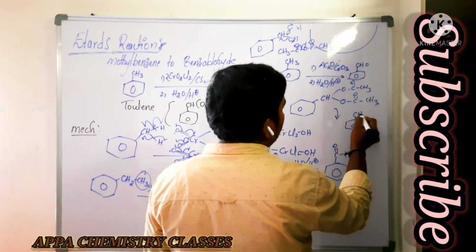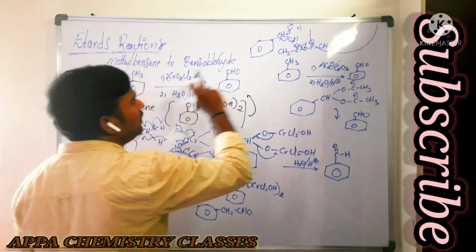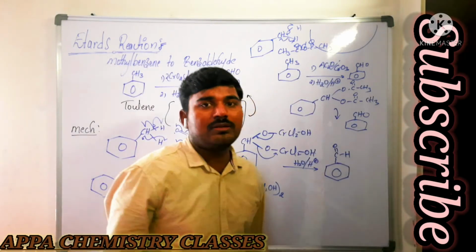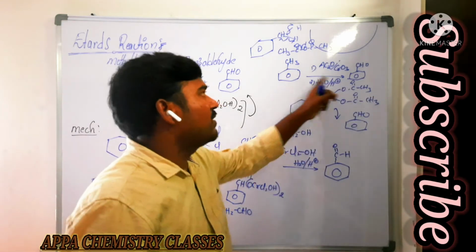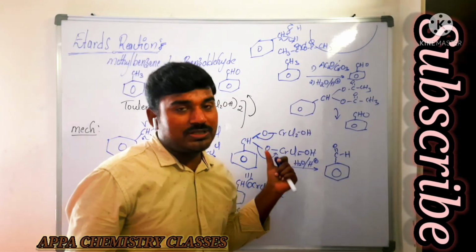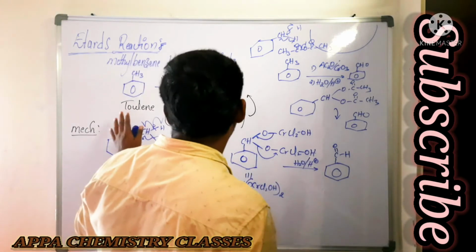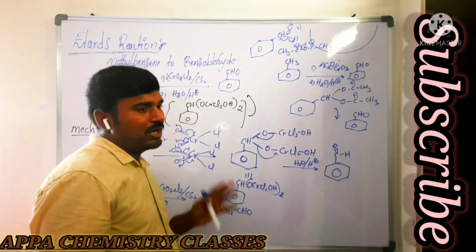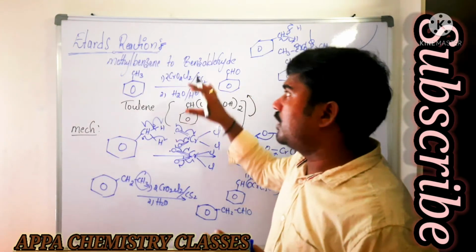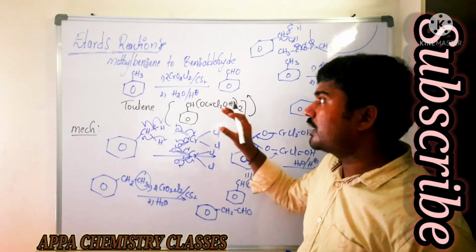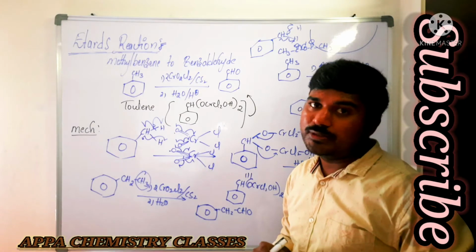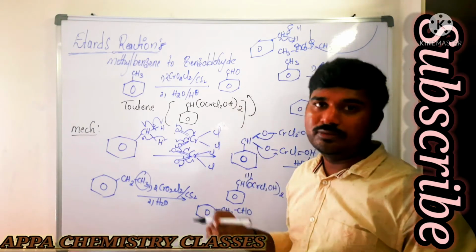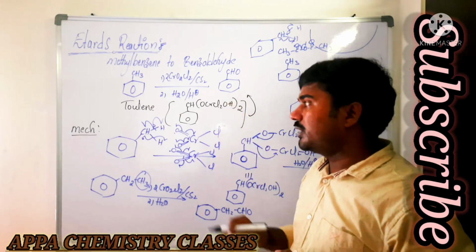Okay, now. So instead of taking chromyl chloride, if you are taking acetic anhydride with chromium trioxide, in presence of that also we are getting the benzaldehyde, which is one of the important named reactions, Etard's reaction. I think you have understood what is meant by Etard's reaction. In Etard's reaction, methyl benzene is converted to benzene carbaldehyde or benzaldehyde. Okay? So that is what we are calling Etard's reaction.